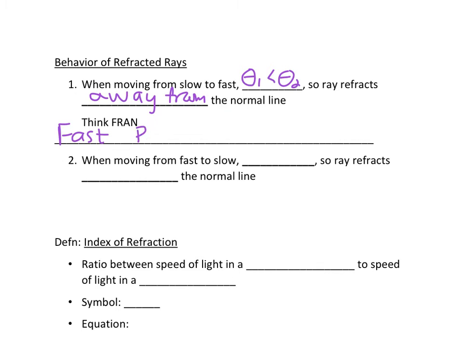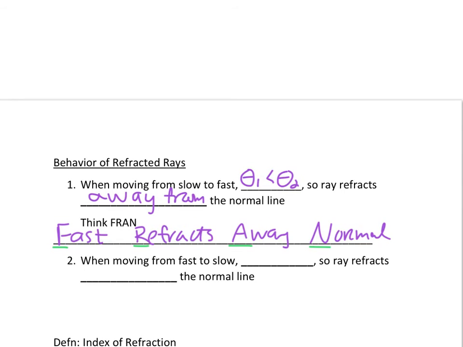Fast refracts away from normal. Fran, F-R-A-N. Here is what that will look like. We'll just do this up here. You've got your change in medium and your normal line. Your incident ray comes in. So this is your theta 1.